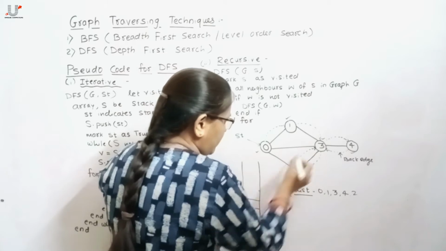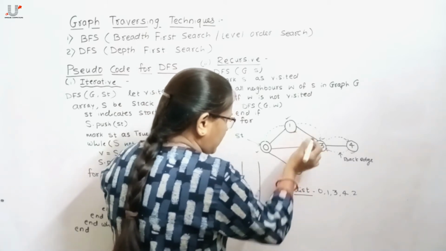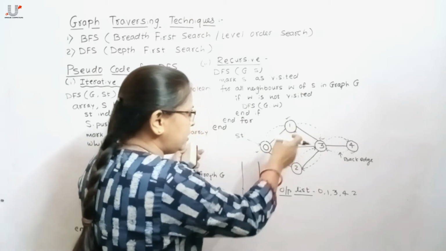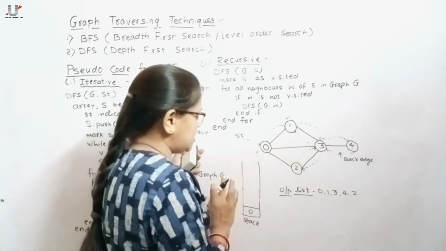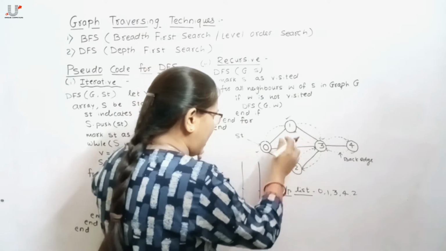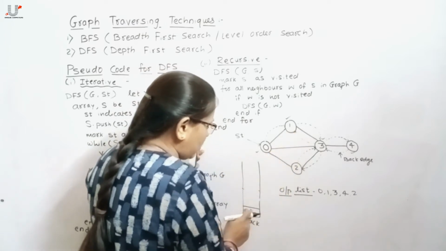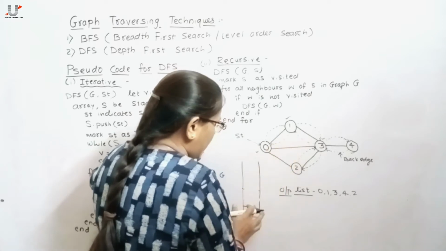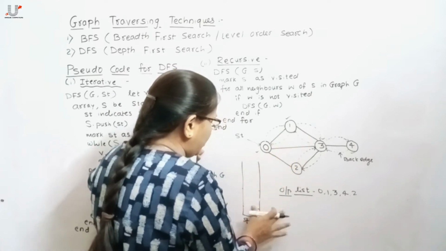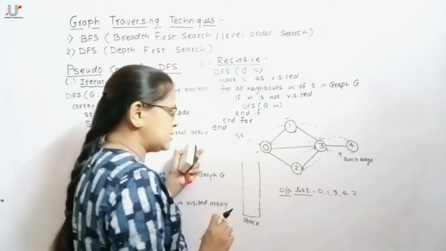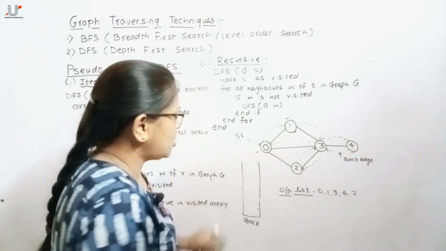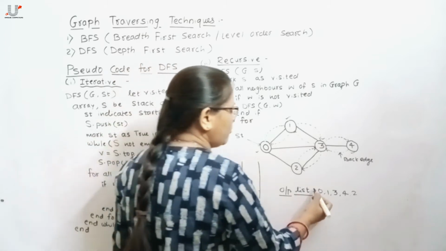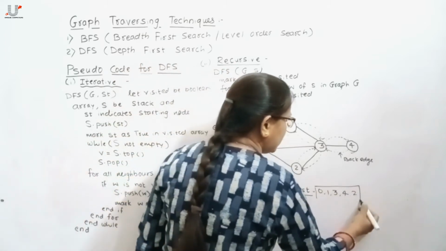So we backtrack to 1, remove that 1, and check whether any unvisited vertex for that 1 is present. No. Then again backtrack to where? To the 0th location. So here backtrack to 0. Again check whether any unprocessed adjacent node of this 0 is present. No, as all the nodes are visited. So this is the valid DFS for a given graph.